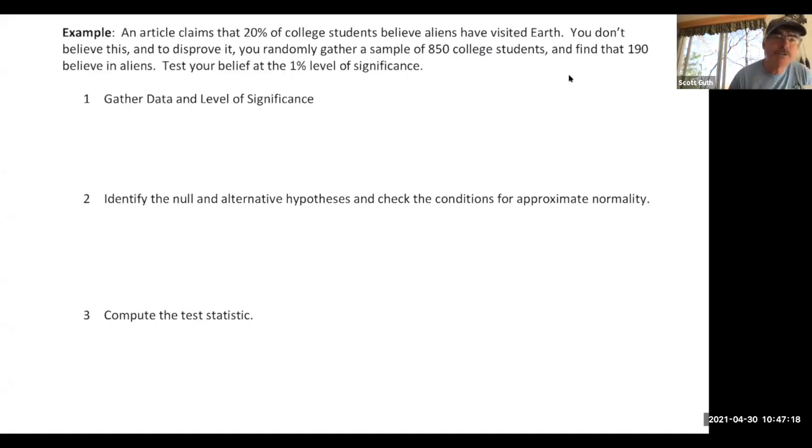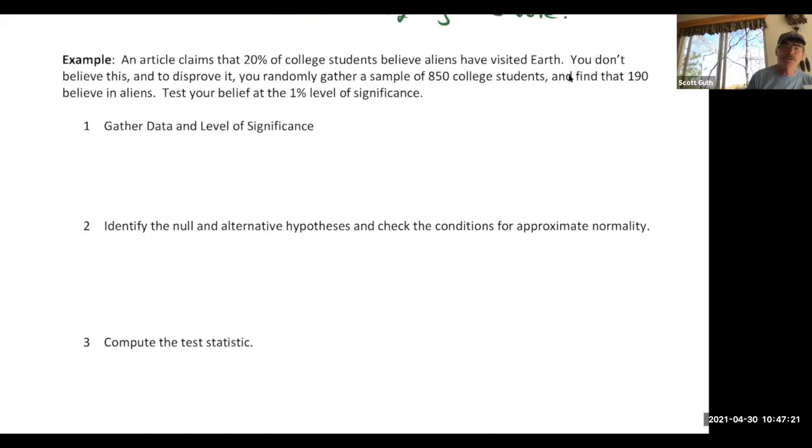Okay, so we're just going to do another example of this hypothesis test about a population proportion. So we'll go ahead and just read through this real quick. It says, an article claims 20% of college students believe aliens have visited the Earth. I totally believe it. You don't believe it. So you're going to try and disprove it. You randomly gather a sample of 850 college students and find that 190 of them believe in aliens. Let's test your belief at 1% level of significance. So see, you're trying to disprove 20%.